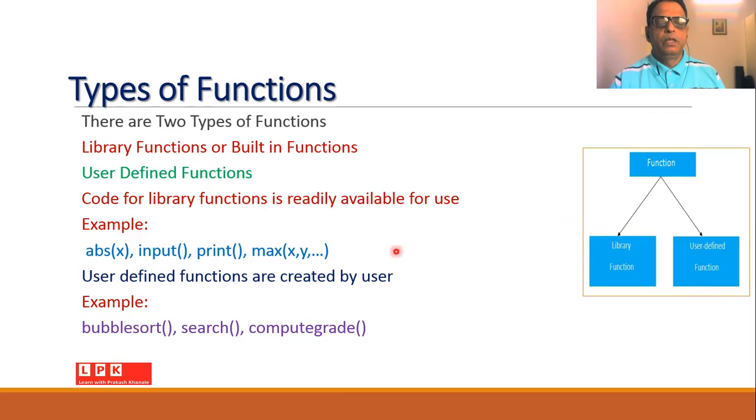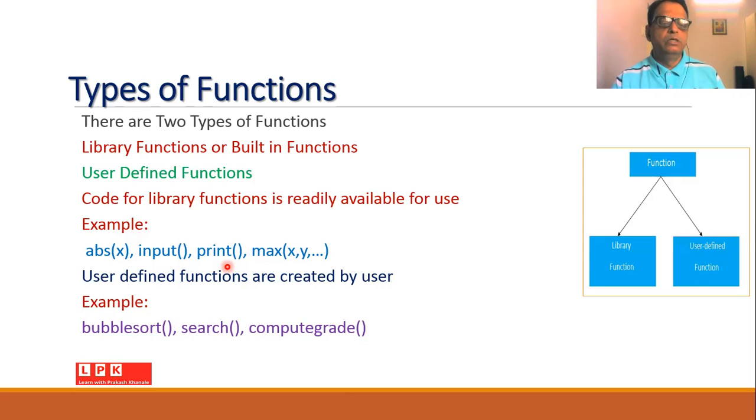For example, Python has a large collection of built-in functions available, such as abs, input, print, max, min, and many others. We have already used the input function in several programs. The print function is also used in several programs. In the last session, we saw the range function. So we have already been using many functions in our programs.